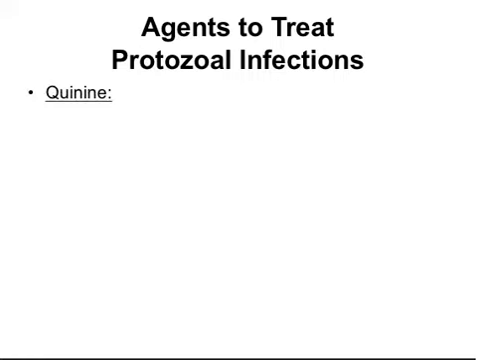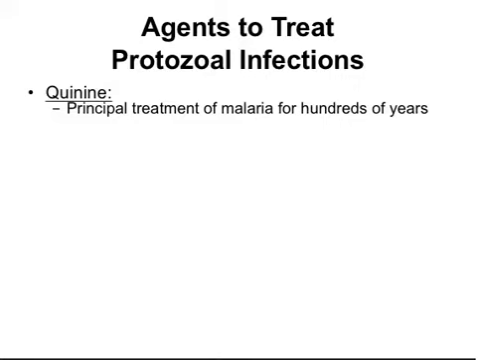When last we left off, we were talking about agents that are used to control microbes, and when we're discussing protozoa, we have a unique challenge, which is that protozoans are eukaryotic, and their cell structure thus is very similar to our own cell structure. So it's difficult to generate a drug that's going to specifically impede the life cycle of a protozoan while not affecting our own cells and tissues.